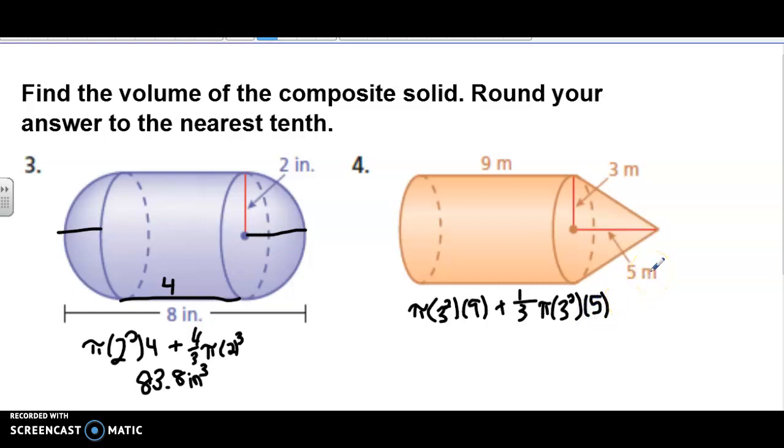Again, we can do this all at once on our calculator. So we have pi times 9 times 9, and we're going to add 1/3 times pi times 9 times 5. The answer is 301.59, so 301.6 meters cubed.